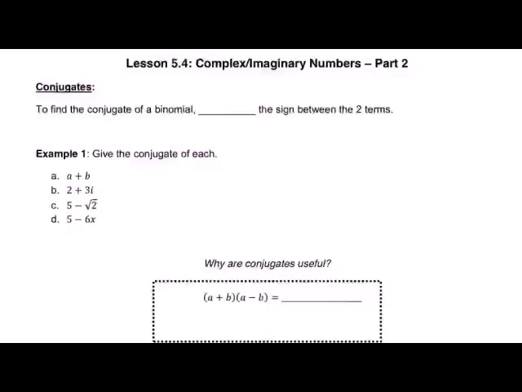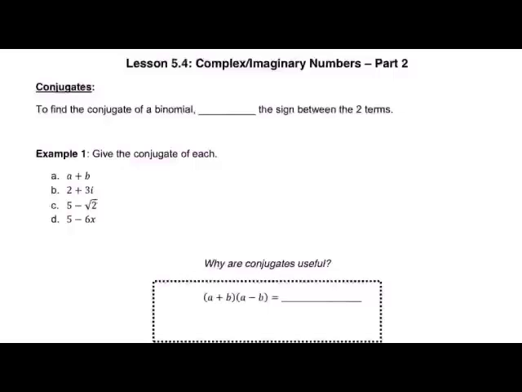These are the notes for lesson 5.4, Complex and Imaginary Numbers, part 2. So this is the second part of 5.4. We're going to continue looking at imaginary numbers and simplifying them. The first thing we're going to talk about is something called a conjugate, and we're going to need to know what a conjugate is in order to get rid of imaginary numbers from the denominator.